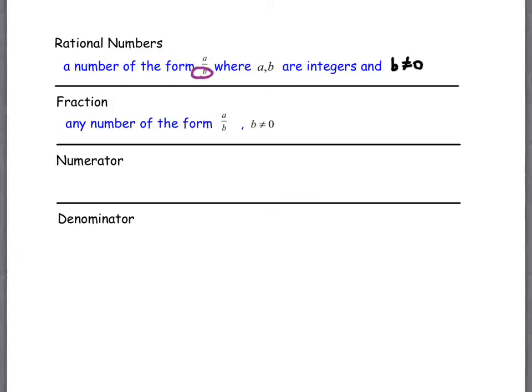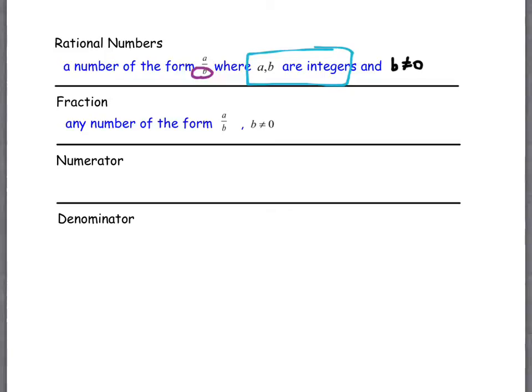Now, specifically, a fraction is defined as any number of the form a over b, where b is not 0. So what's the difference? I mean, those are almost the same definition. What's different? Rational numbers, integers. Yeah, it's this part that says integers.